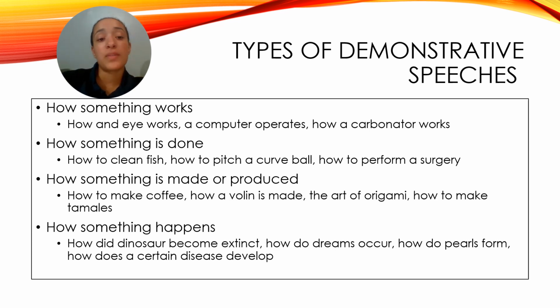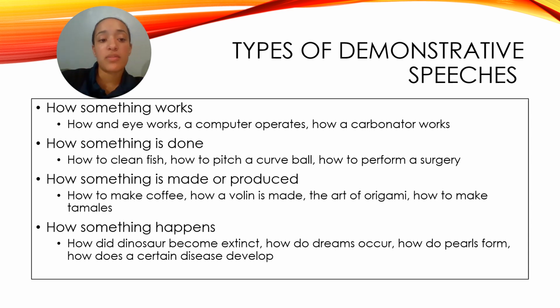The next type of speech is how something's made or produced. So how to make coffee. Think about those documentary shows that tell you how maybe Laffy Taffy is made, and it takes you through the whole refinery or the whole factory and the process and the machine. So that's how a violin's made, something like that, or the art of origami, how to make origami, or maybe how to make tamales.